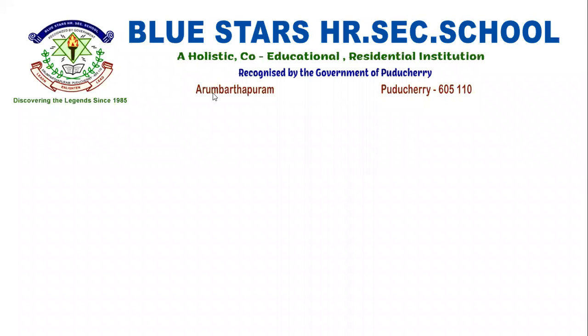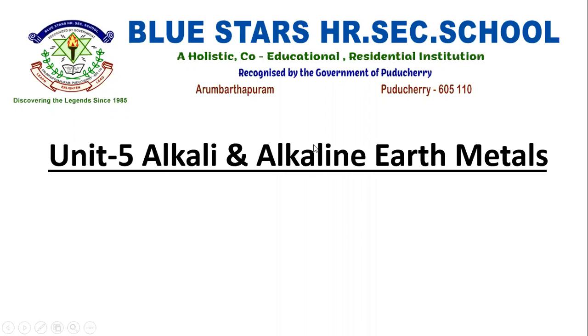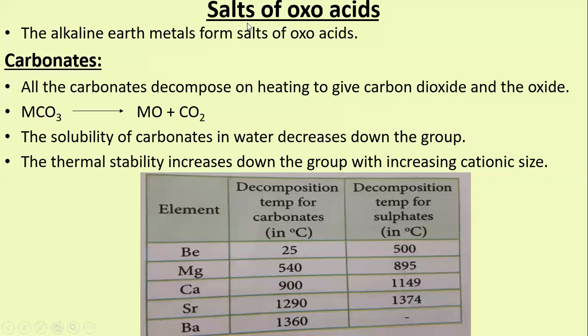Good morning, children. Now we'll move on to Unit 5, alkali and alkaline earth metals, the remaining topic. Here comes salts of oxoacids. Previously, we have discussed the general characteristic compounds of alkaline earth metals, that is oxide, hydroxide, and then halides.